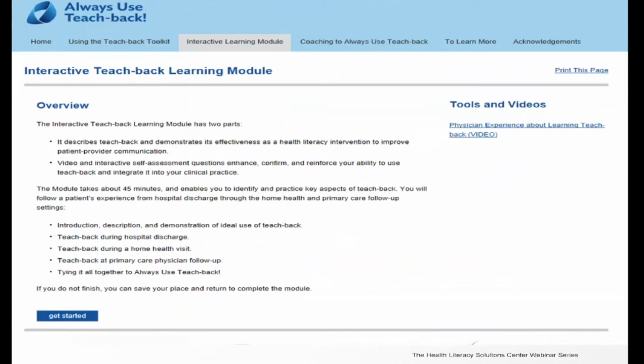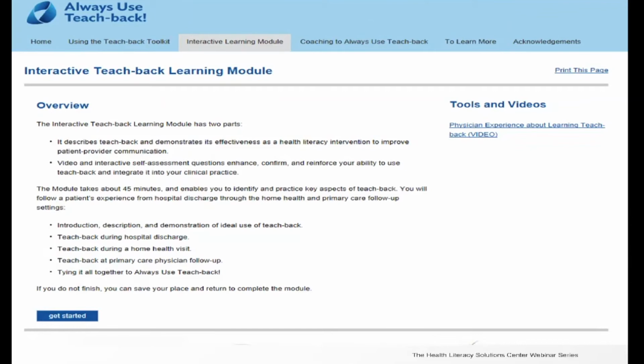The interactive learning module, first disclaimer I'm going to make is it says it takes about 45 minutes. I think that is inaccurate. I would say, depending on your experience, it probably takes 15 to 20 minutes. So don't let that make you worry. It's in two parts. It kind of gives you an introduction to TeachBack, and then there are video and self-assessment questions to help you recognize, confirm, and reinforce your ability to use TeachBack and to integrate it into your practice.